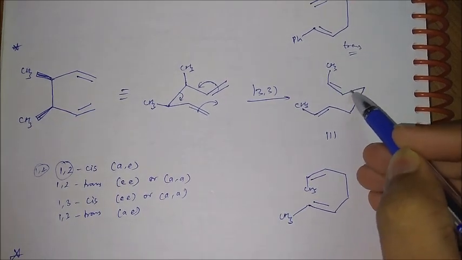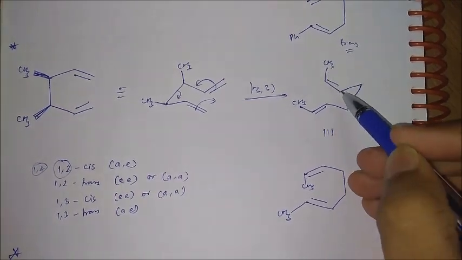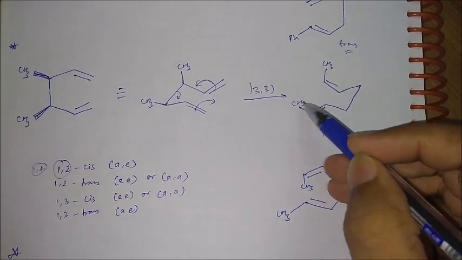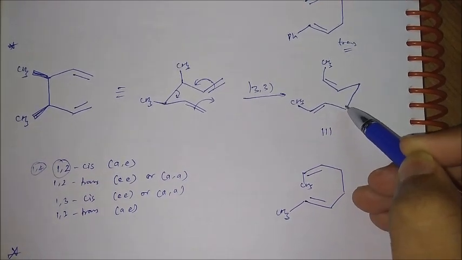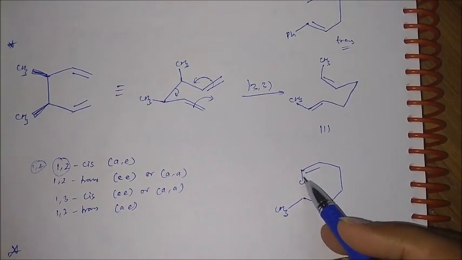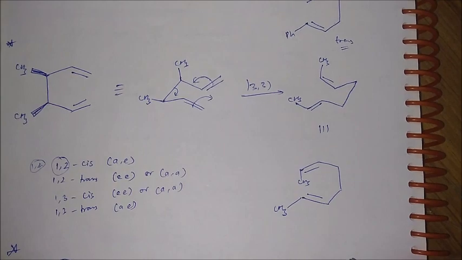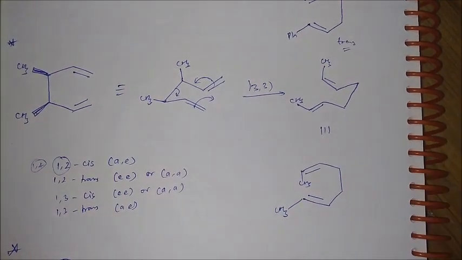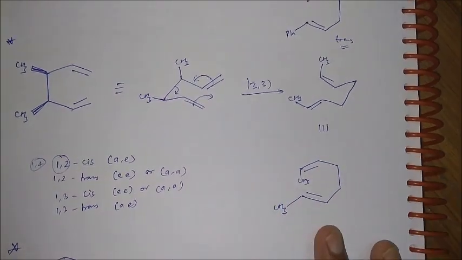You have to check between this bond and this. Okay, so this CH3 comes out to be cis to this bond, whereas this CH3 comes out to be trans to this bond. Now the product will be this, where one of the CH3 will be cis and the other CH3 will be trans. So in this way you have to identify the stereochemistry of the product. This is very important. All right, let's take one more example.